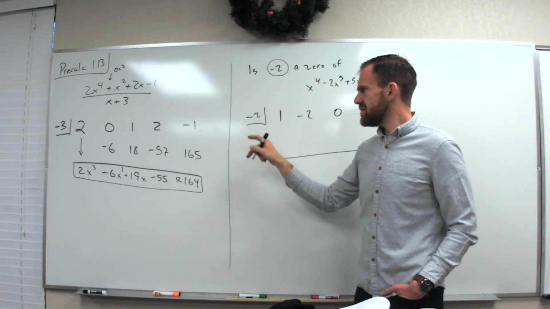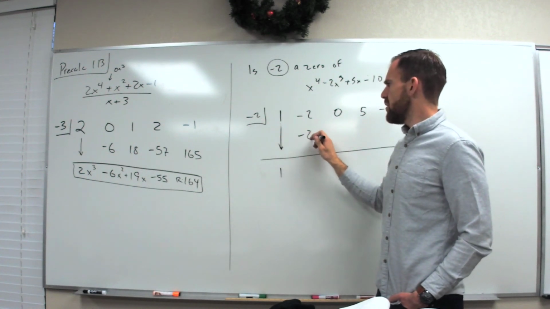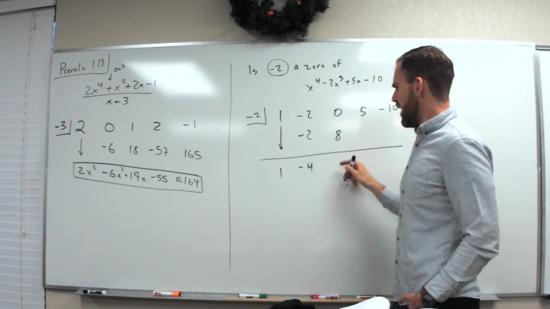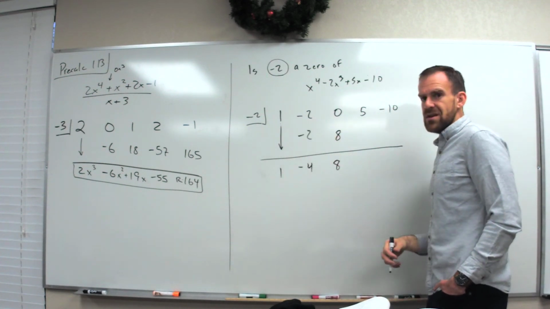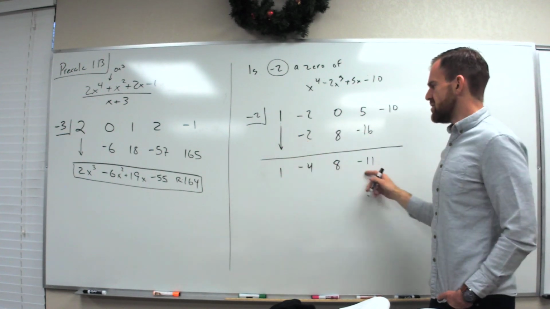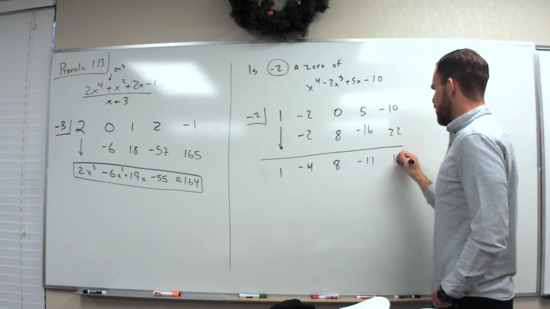What's the process? Bring down the first number. Multiply negative 2 times 1. Add. Multiply negative 2 times negative 4. Add. Multiply negative 2 times 8. Add. Multiply negative 2 times 11. Add. Now, what does this tell us?